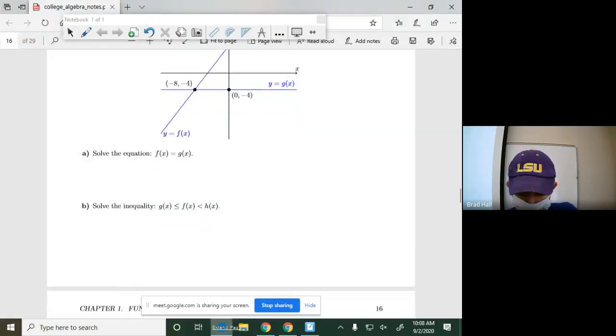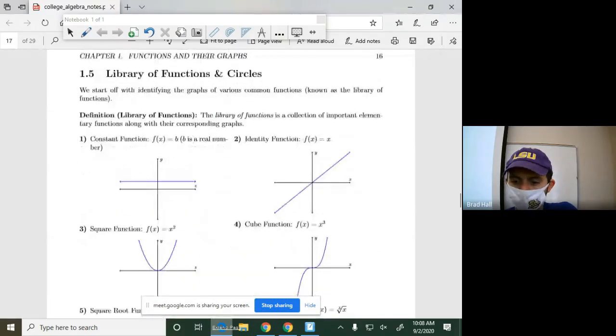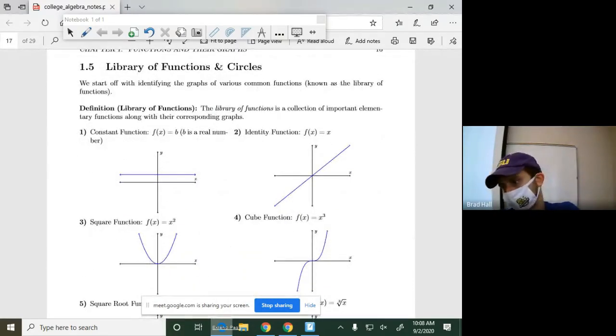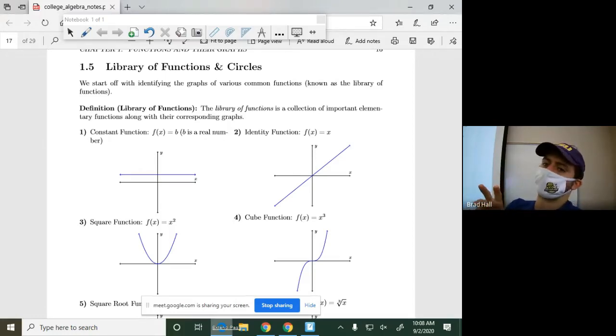let's move on to library of functions and circles. Now, because the hurricane happened, circles has been taken out, so no circles. Everything in these notes on circles is not applicable. I'm not going to talk about it. It's not in your homework. It's already been removed from your homework. So we're not talking about circles at all this whole semester.